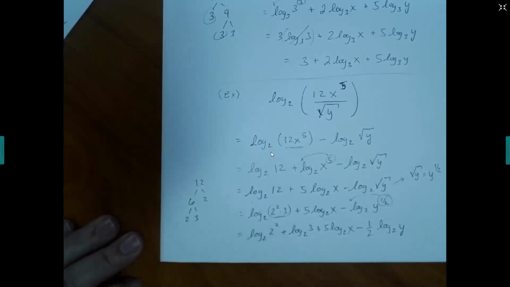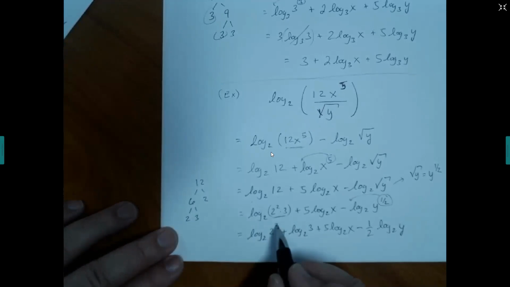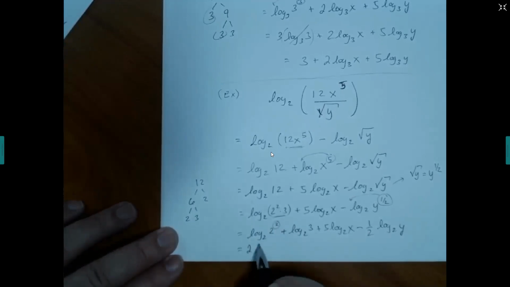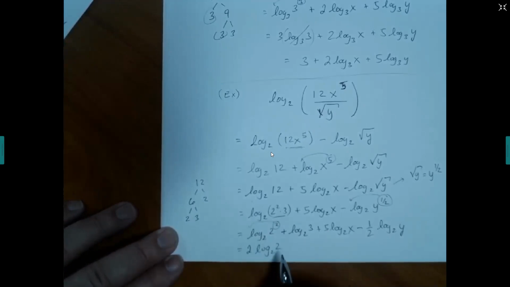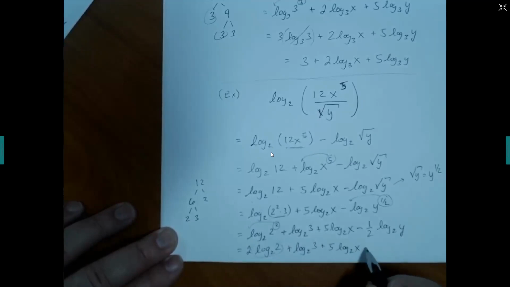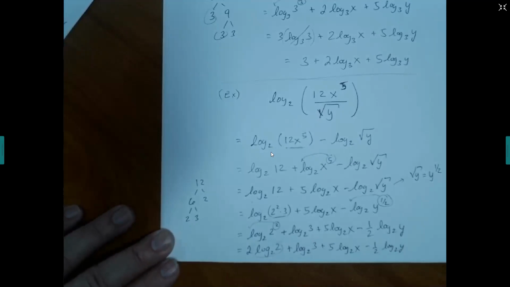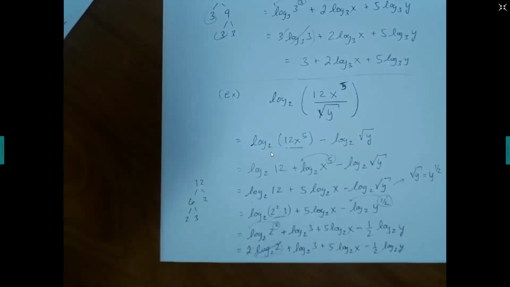What can we do with it? Becomes 2. Yeah, just take the exponent, move it in front, and then we have log base 2 of 2, which we know is going to disappear. Log base 2 of 3, 5 log base 2 of x, and 1/2 log base 2 of y. Log base 2 of 2 is 1, so we just get rid of it. There's our answer.